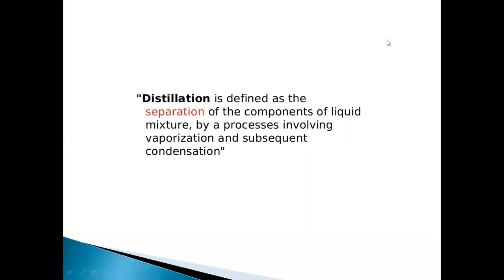Good morning, students. Last class we discussed the separation of a mixture using sublimation, centrifugation, and solvent extraction. So today we will see simple distillation, fractional distillation, and chromatography. Let's see them one by one.